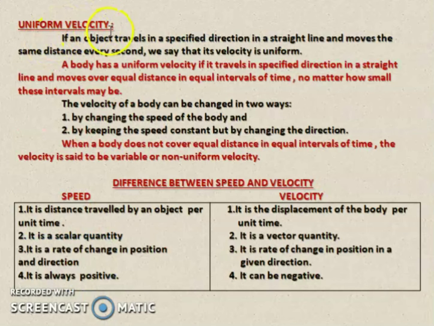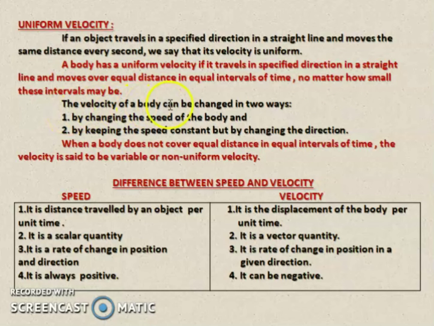Uniform velocity. If an object travels in a specified direction in a straight line and moves the same distance every second, we say that its velocity is uniform. A body has a uniform velocity if it travels in a specified direction in a straight line and moves over equal distances in equal intervals of time, no matter how small this interval may be.